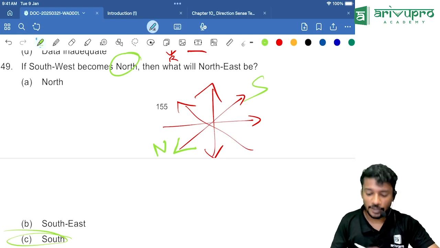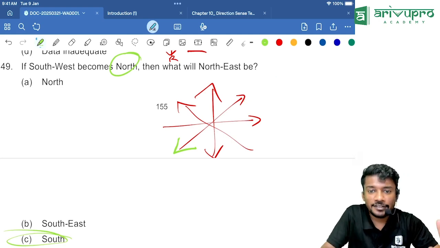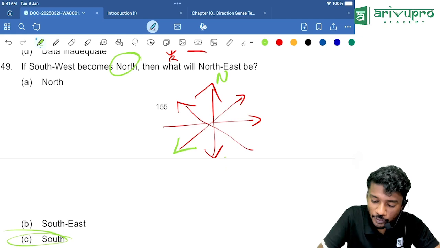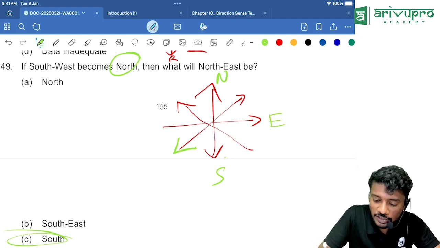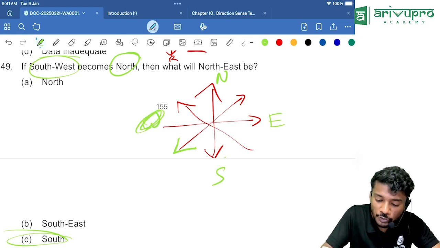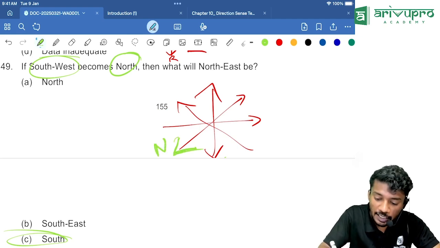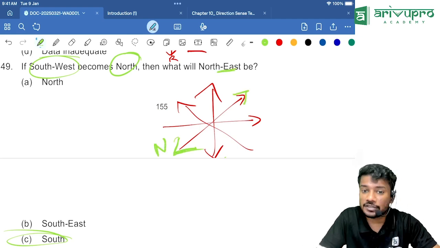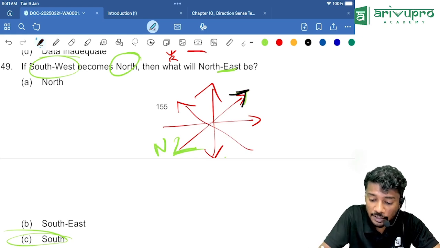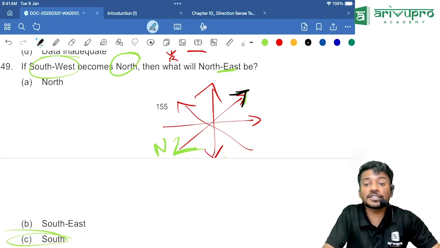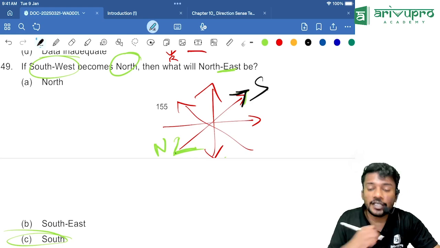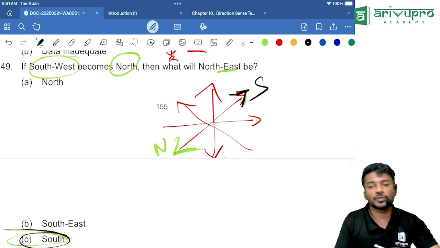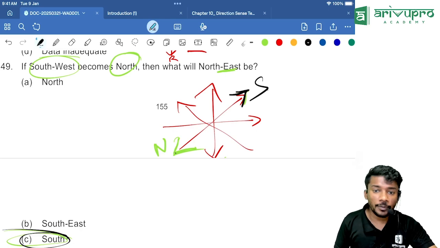Yes. So usually we draw this way, right? This is north, this is south, this is east, this is west. Then southwest is becoming what? According to this question, southwest, whatever is represented in green, is becoming north. Then they are asking northeast. Usually northeast is towards this side, whichever is represented in black. But they are telling now northeast is becoming what? Opposite of north is what? The south. So it is becoming south. Okay, got the point? Yes.